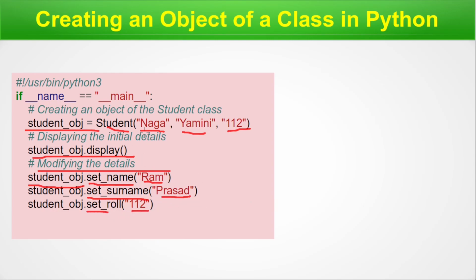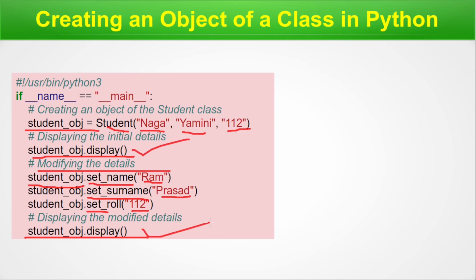We are changing the name. The name was written by mistake, so we are changing it. And here, displaying the modified details, we will say student_obj.display. So earlier one display method was called, and here it is called a second time. So the first time it should give this data, and the second time it should give this data.